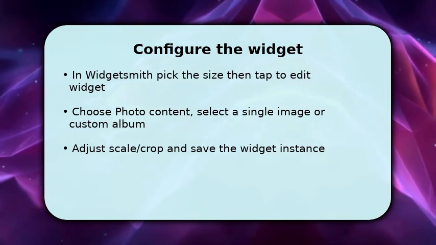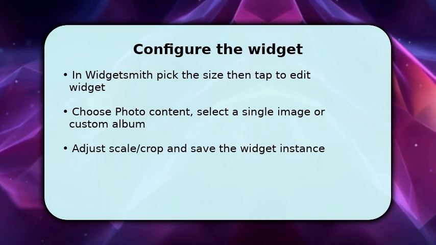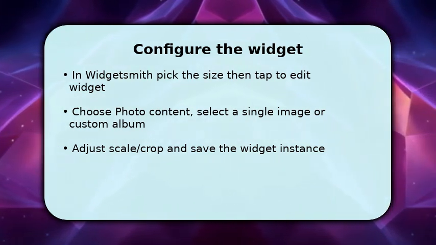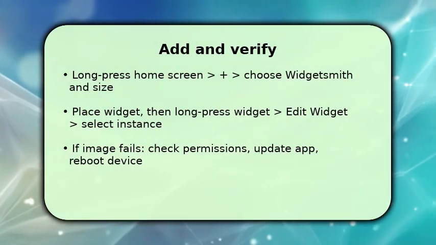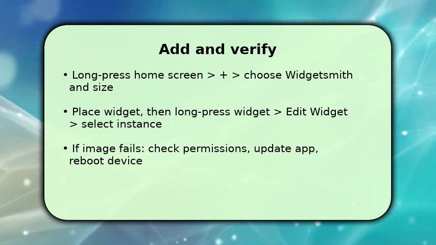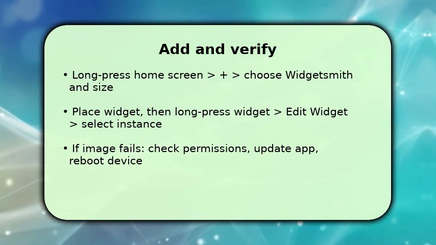Once saved, exit the app and get ready to add this configured widget to your home screen so the system shows that exact photo. Place the widget on your home screen. Long press empty space, tap the plus icon, find Widgetsmith, and add the matching size.